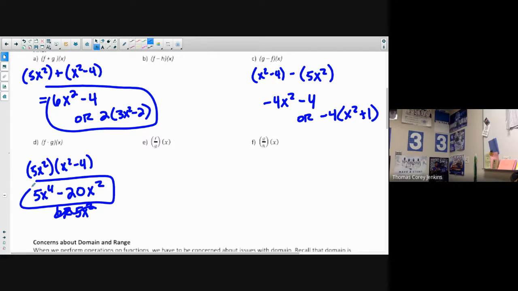All right, and we need to do one of these two division ones. Let's skip over to f. All right, so we're going to do g of x. So g over h of x just means g of x over h of x. All right, so g of x is equal to x squared minus 4. H of x is equal to x squared plus x minus 2.